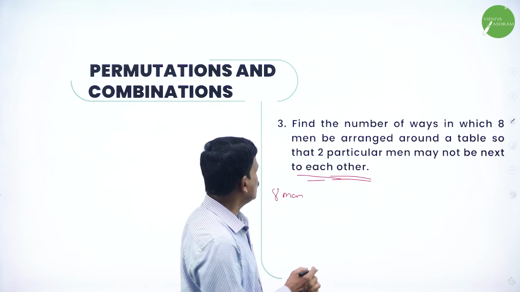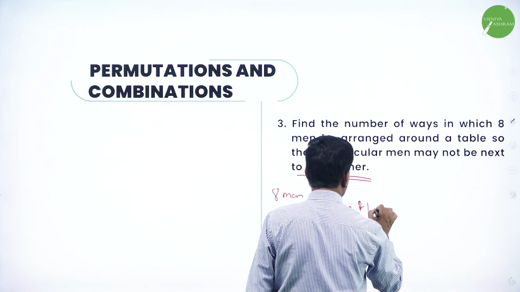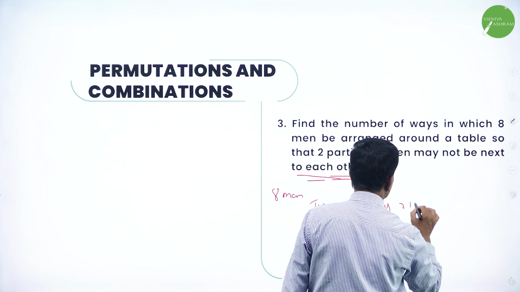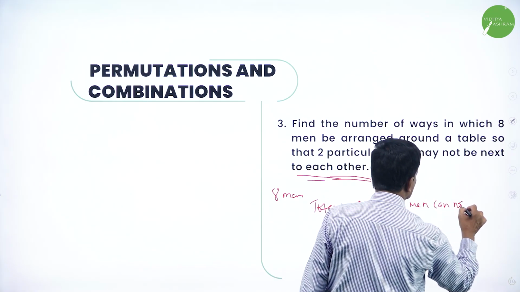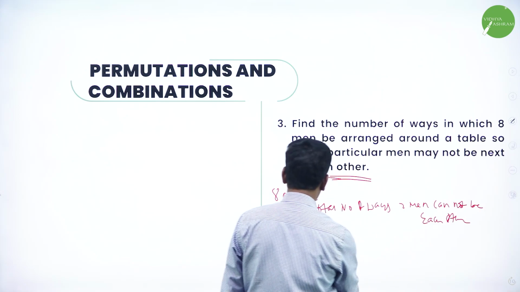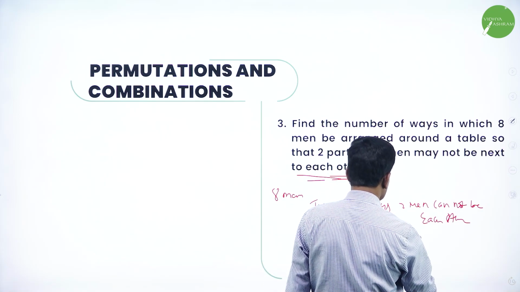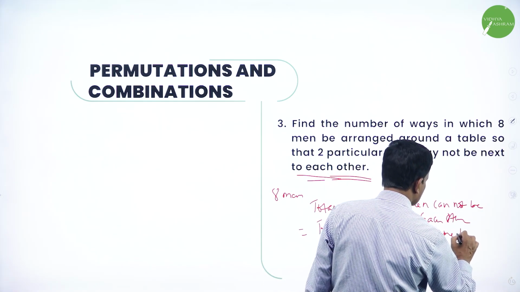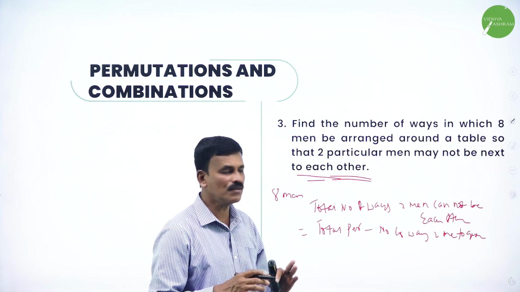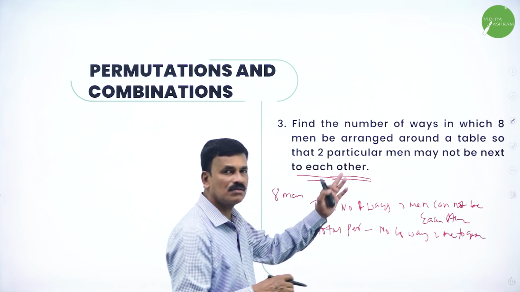Let me write the formula for this here. The total number of ways so that 2 particular men cannot be next to each other is equal to total permutation minus the number of ways the 2 men are together. That's it. So here just find out the total permutation minus the total number of permutations with the 2 persons together. If you subtract, you will get the required permutation.